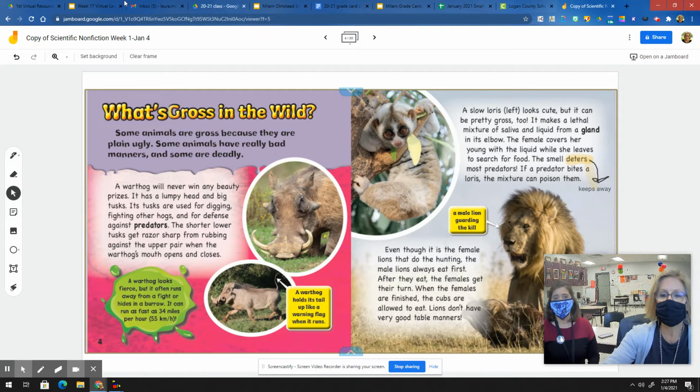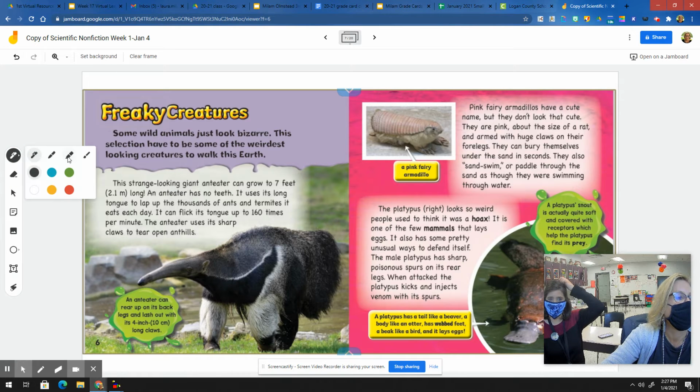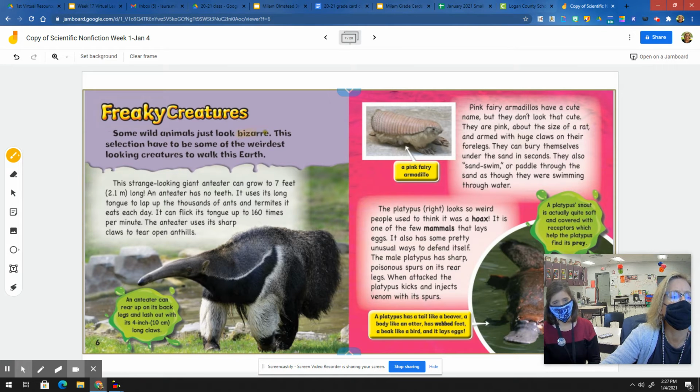But all right. So we talked about deters. There are some other words on here we could talk about, but we're going to go to another page. When I look up there at that heading of freaky creatures, underneath that heading, I see some wild animals just look. What is that word? I'm going to highlight it because that's unfamiliar. Well, let's see if we can decode it, if we can chunk it first.